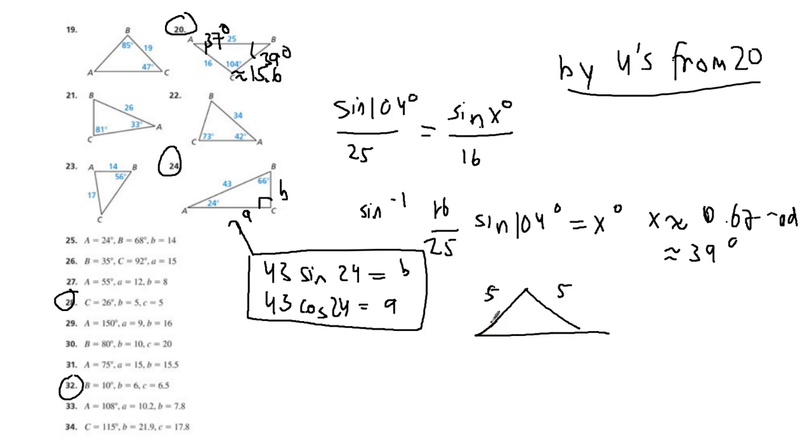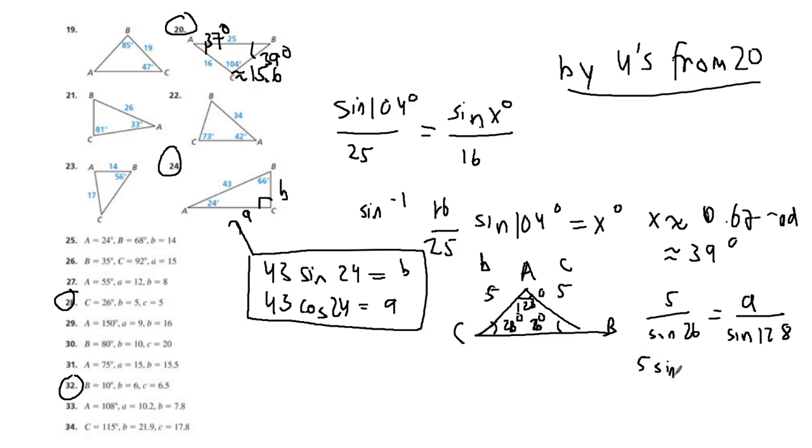And this c right here is 26. We know this c is also 26 because it's isosceles. So this is c, this is b, and this is a. The a is 180 minus 26, minus 52, which is 128. So what we're trying to figure out is 5 over the sine of 26 is equal to a over sine of 128. And the answer is just going to be 5 sine 128 over the sine of 26. And that is the answer.